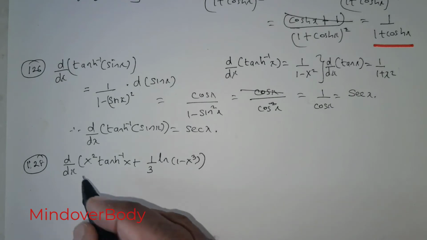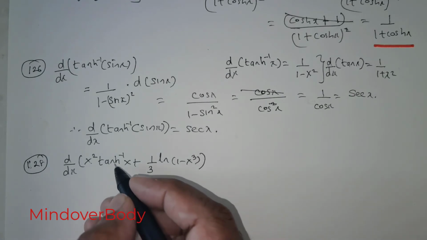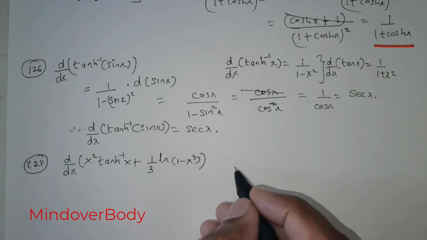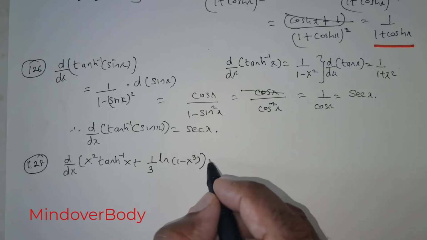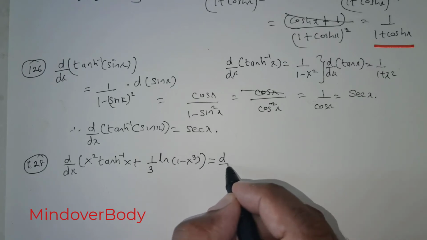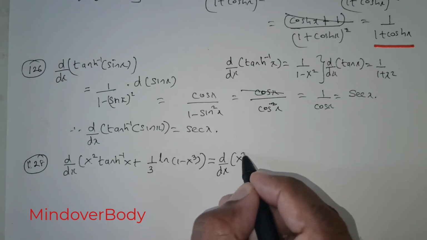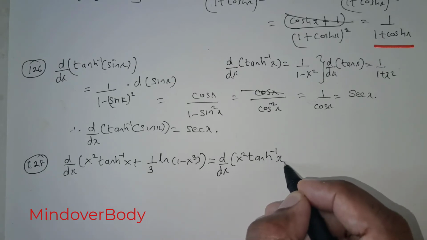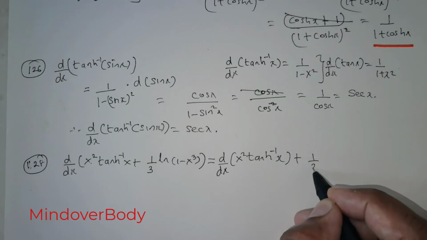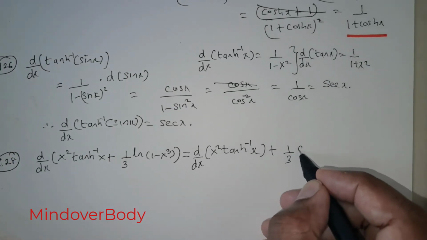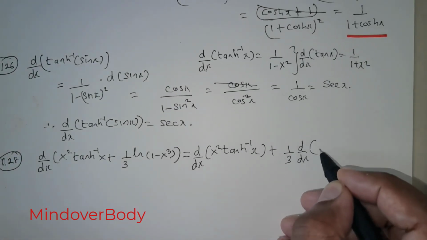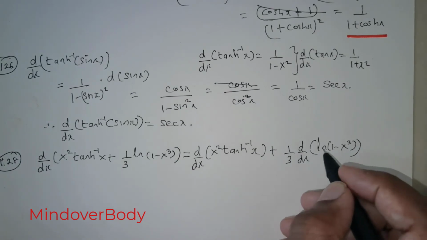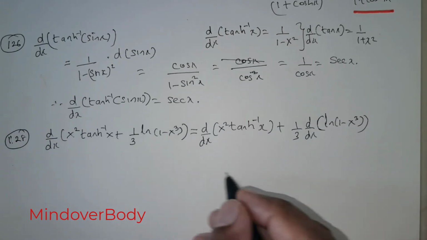Students, we are expected to obtain the differentiation of x squared times tan inverse of x plus 1 over 3 times ln of 1 minus x raised to the power of 3. So I'm going to rewrite this as d over dx of x squared times hyperbolic tan inverse of x plus 1 over 3 times d over dx of ln of 1 minus x to the power of 3. Now this can be further rewritten.